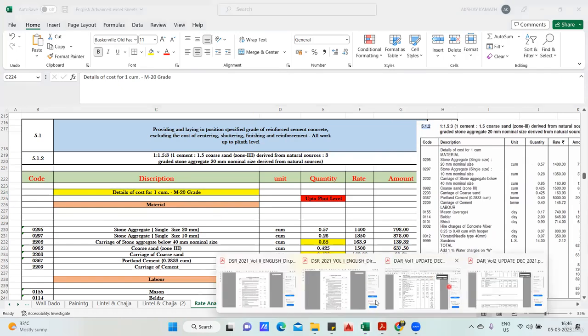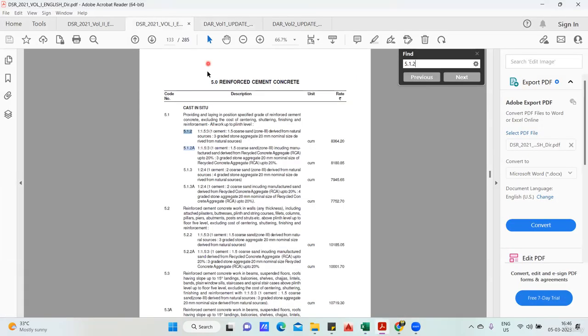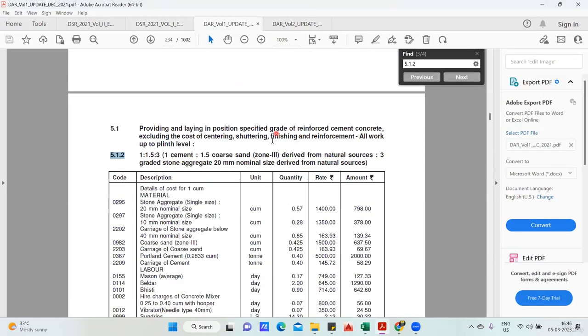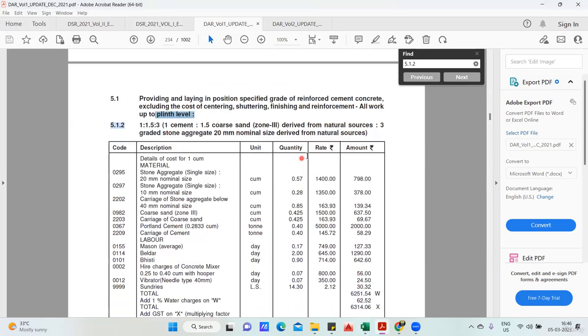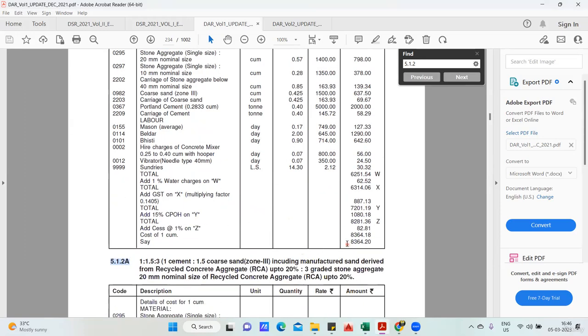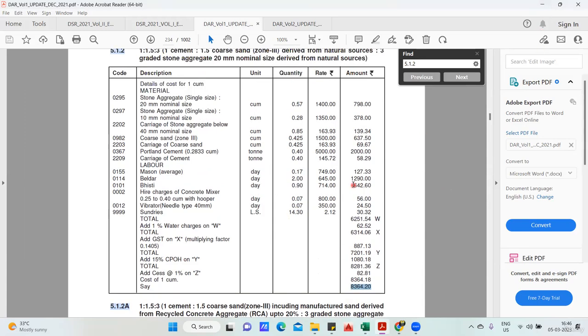Now, one thing you're supposed to remember, that is whatever units they have given it here, right? This is up to the plinth level. You can see this is up to plinth level. After plinth level, if you want to do anything, then you have to follow a separate rate analysis to that. Now whatever rate we are getting, this is only up to the plinth level, because if you go for first floor, second floor and all, since your floor height increases, the material, the labor cost also increases. So based on that, the different rate analysis has been done.